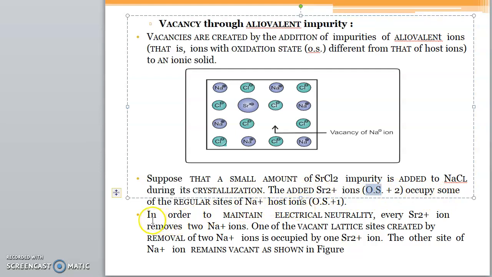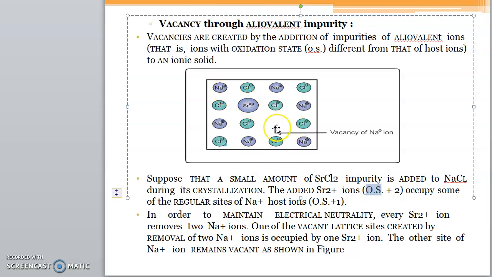Okay, now in order to maintain electrical neutrality, every Sr2 plus ion removes two Na plus ions. Why two Na plus ions? Because this is Sr2 plus, and that's why, to just nullify or make it electrically neutral, two Na plus needs to be removed. So if I'm adding one Sr2 plus, that means I need to remove two Na.